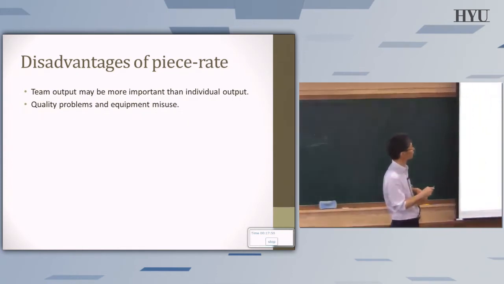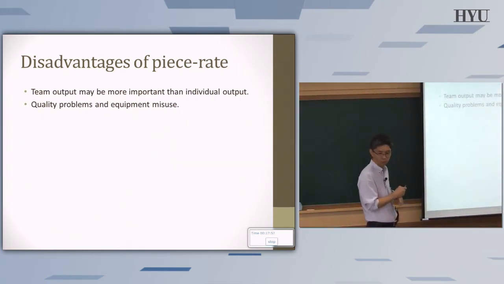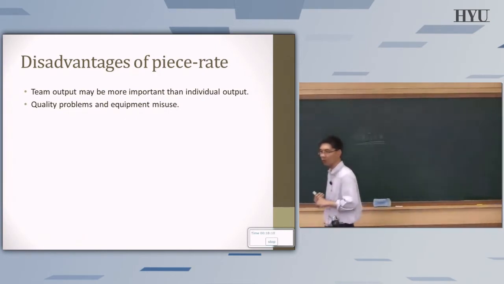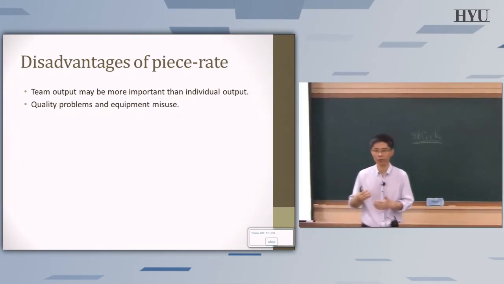I'm not saying that piece rate cannot solve this problem. Obviously, you can adjust how the piece rate works. Let's say you can give a bonus for higher quality, or you can control those things. But still, inherently, quality will be a second priority in piece rate. And equipment misuse: obviously, they want to work fast, so they may misuse their equipment.